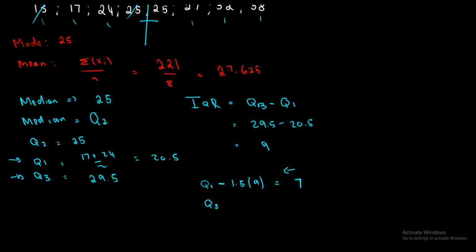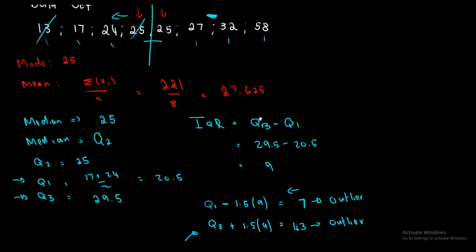Let's look at quartile 3. For quartile 3, we're going to have addition now to find any outliers. So it's going to be 1.5 times the interquartile range. Quartile 3 we said is 29.5. So 29.5 plus 1.5 times 9. So any value above 43 would be considered an outlier. And any values below 7 would also be considered an outlier.